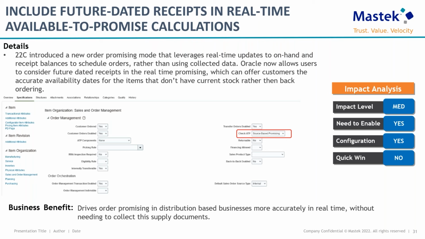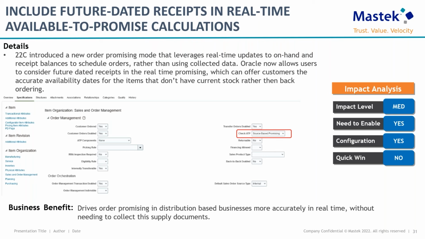If you are using this mode, you can offer your customer accurate future availability dates for items that don't have current stock, rather than putting them on back order. The image here shows a configuration snapshot utilizing this feature. So in an item setup, when you check ATP Based on Source Based Promising, you will be able to utilize this feature.